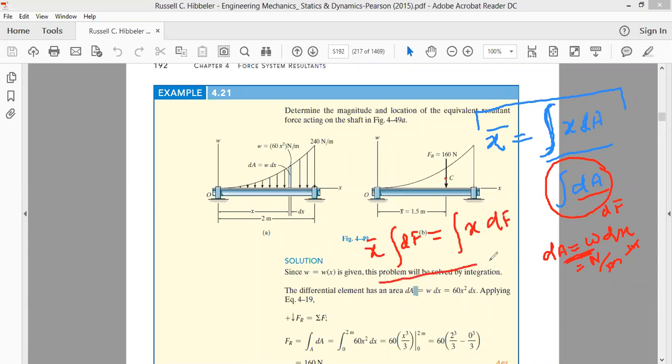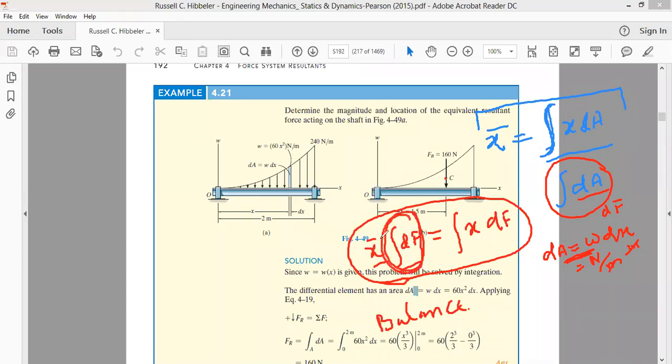Now look at this formula. This formula is the balance of the moments. It says, as we did in the previous case, when we had concentrated loads acting on the structural or the machine component. Now, if you look, this is balance of moments. Balance of moments means x bar into integral dF. This is the moment of the resultant force. Integral dF represents the resultant force.